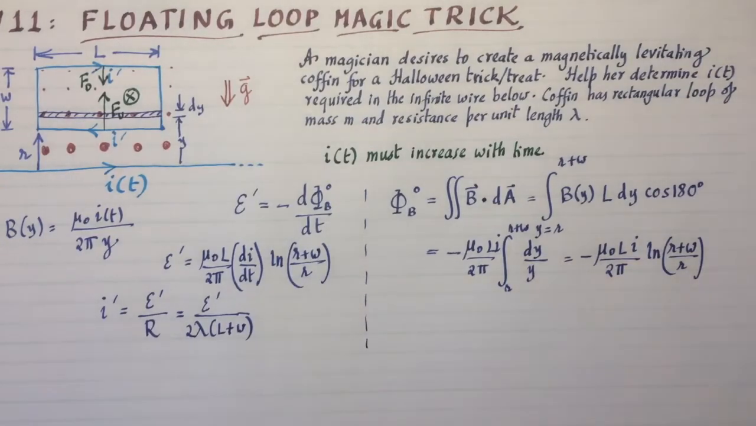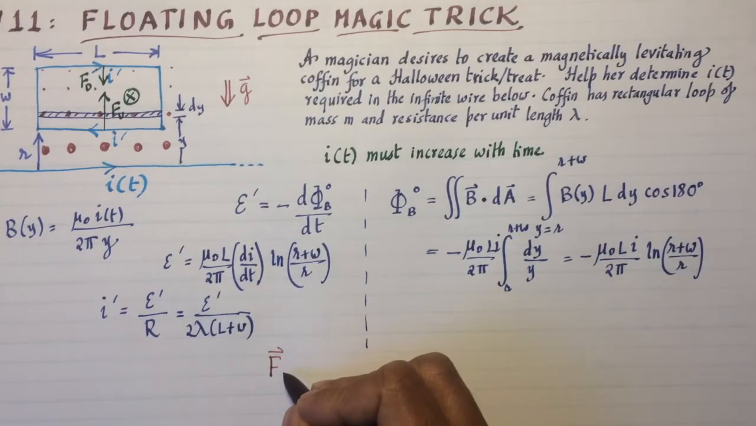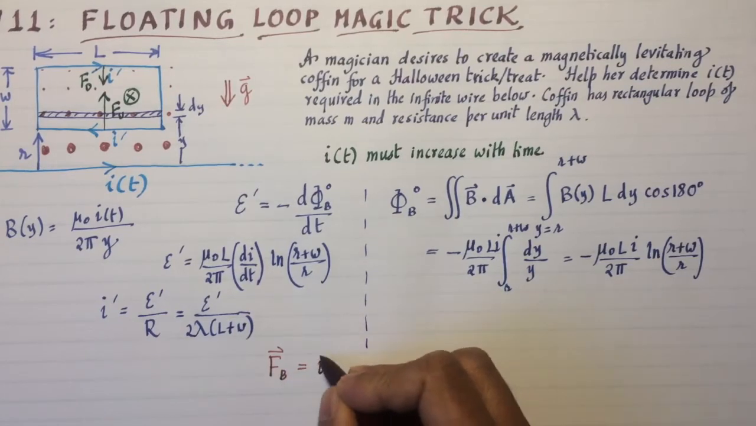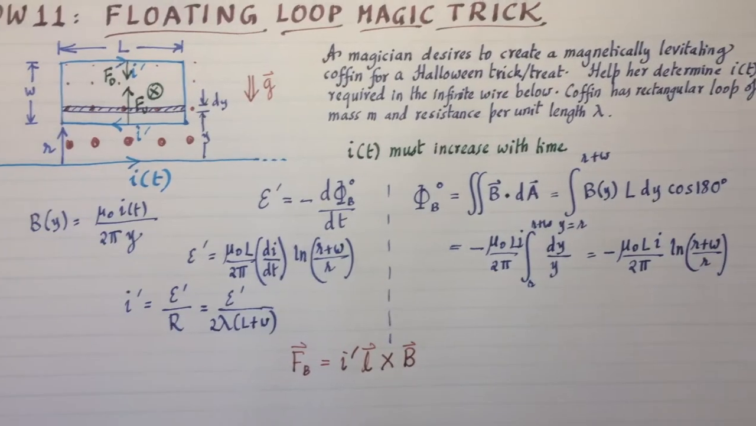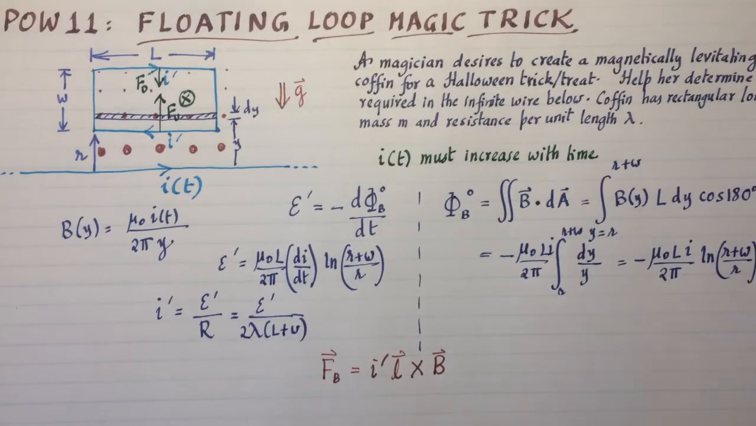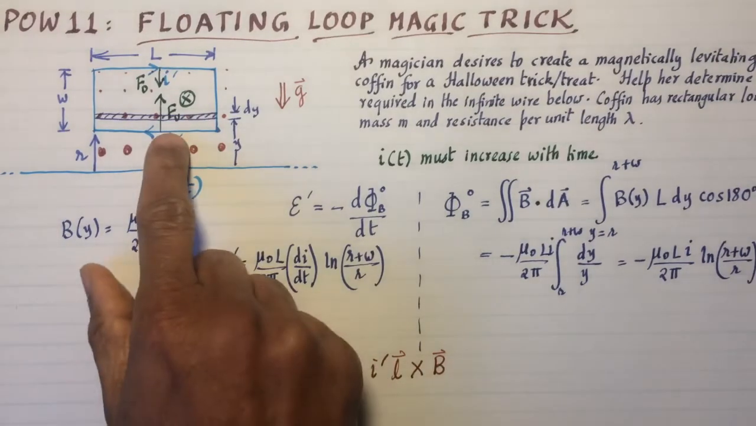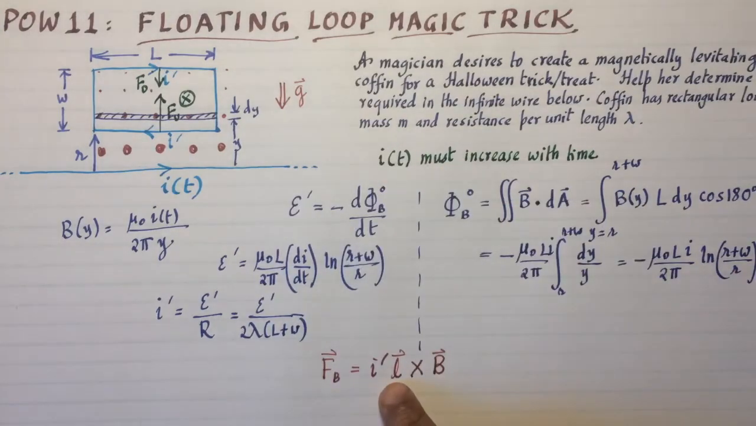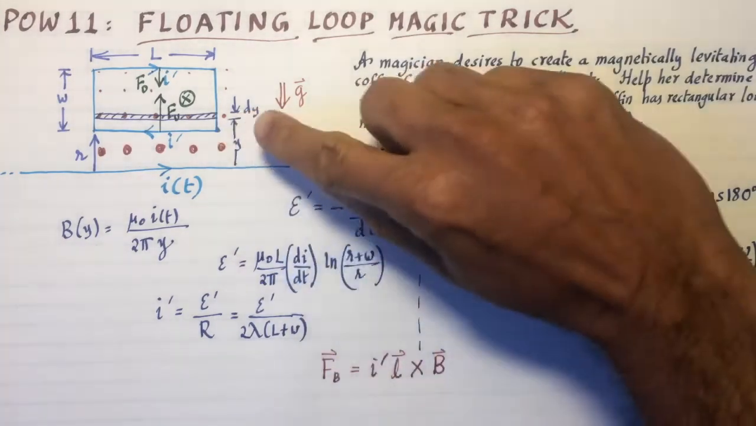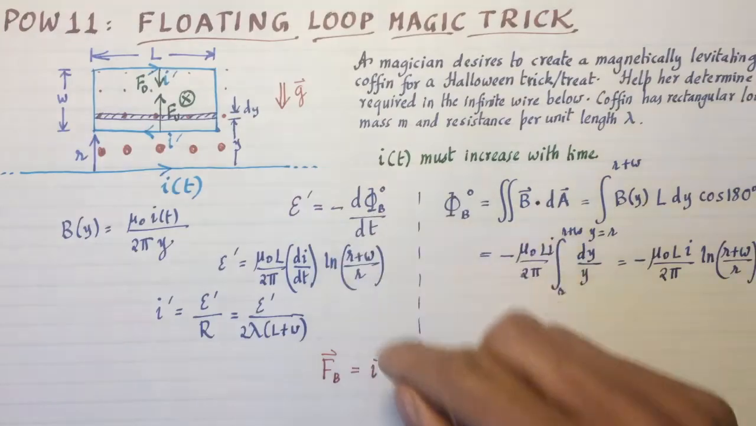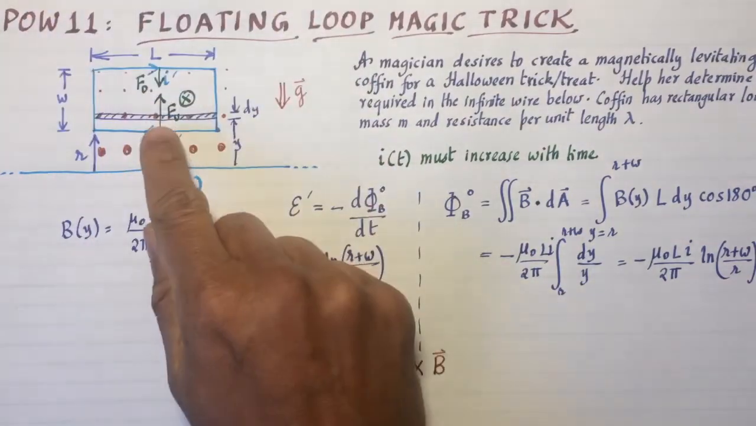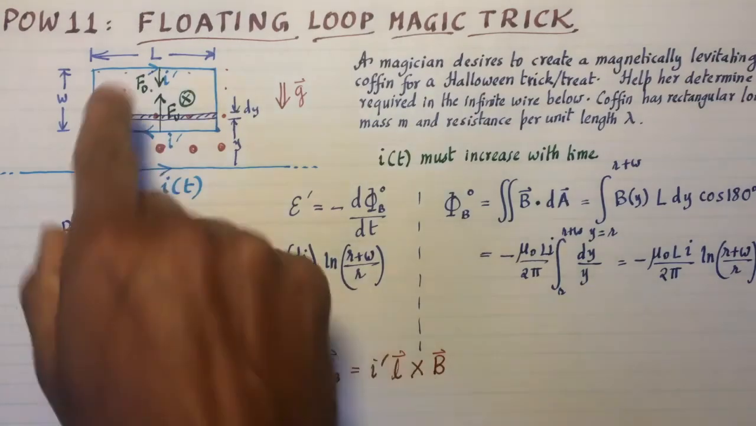Okay, now the last step is to find the forces. The force is got by the Lorentz force formula, which gives the magnetic force F sub B as I prime L cross B. Let's actually find out the directions of the magnetic force. On this one, the direction of L is the same as the direction of I prime if it's a conventional current. So I prime L is this way, cross B. Yep, it is up as we deduced it should be. And on this one, it's going to be down.